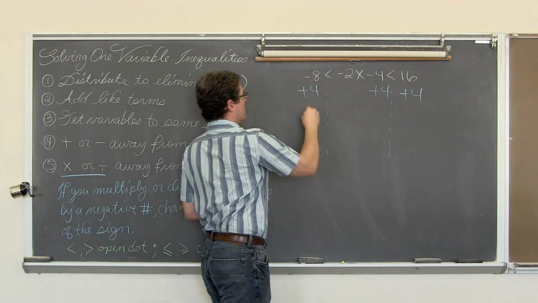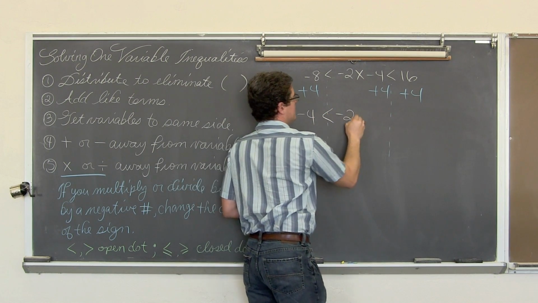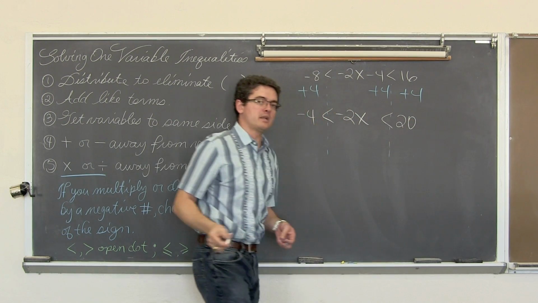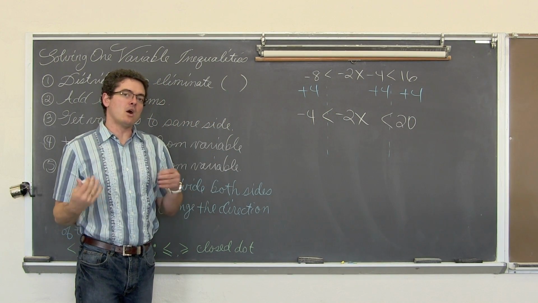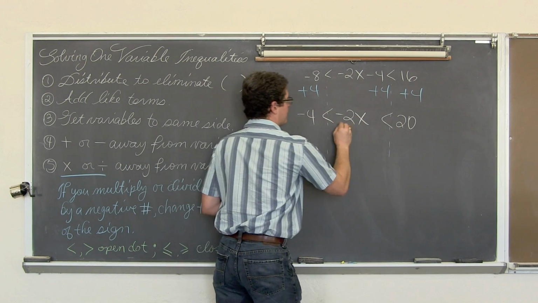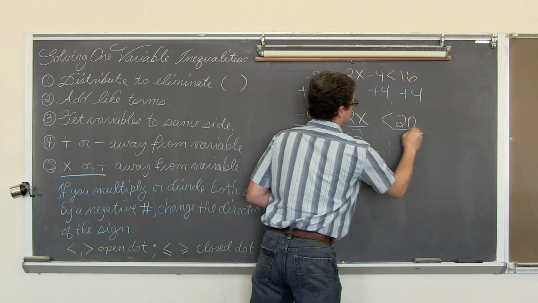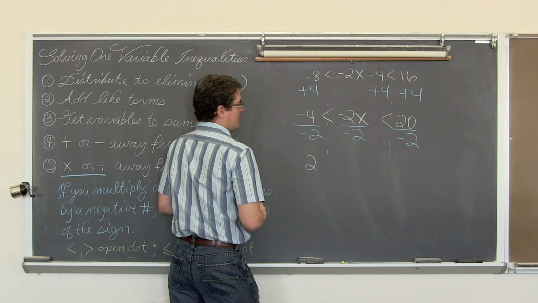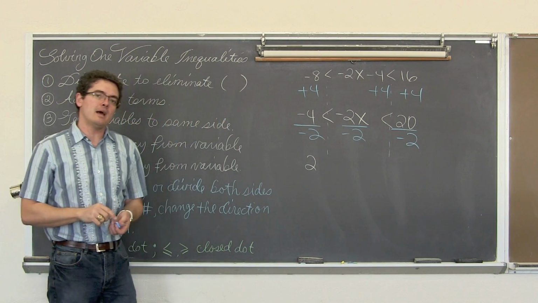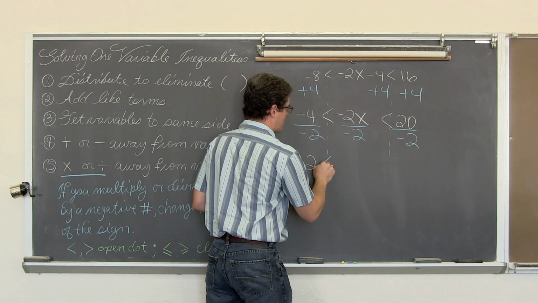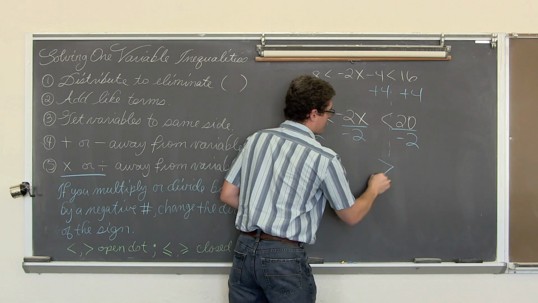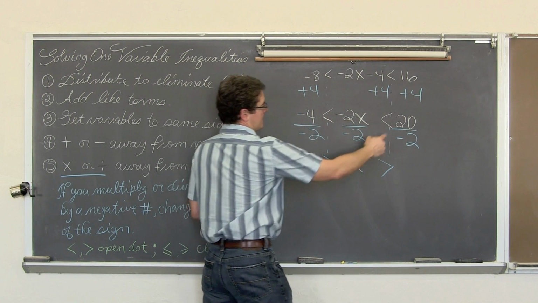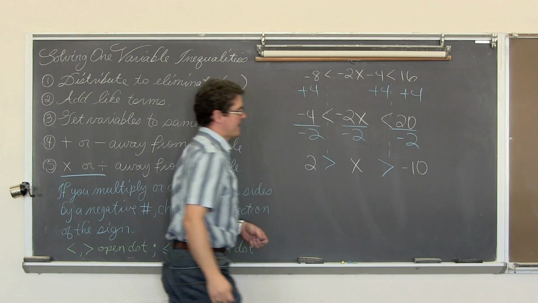And we get negative 4 is less than negative 2x, less than 20, since 16 and 4 make 20. Then we divide all of the parts by negative 2 to move it away from the x. Negative 4 divided by negative 2 is positive 2. Now I'm dividing by a negative number, and that means that you have to change the direction of the inequality. Negative divided by negative is positive, so that's positive 1. And 20 divided by negative 2 is negative 10.